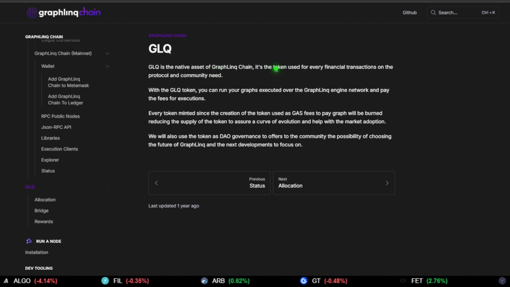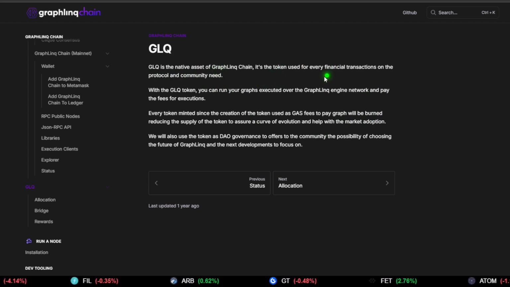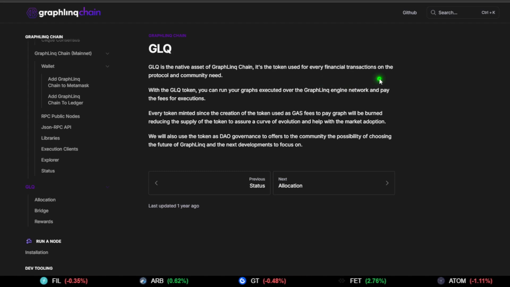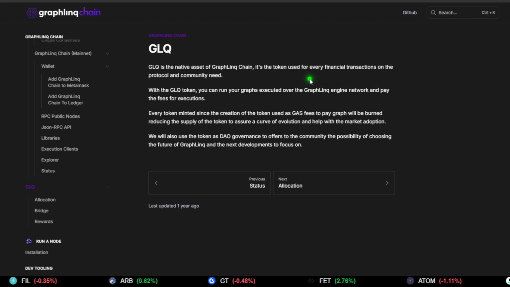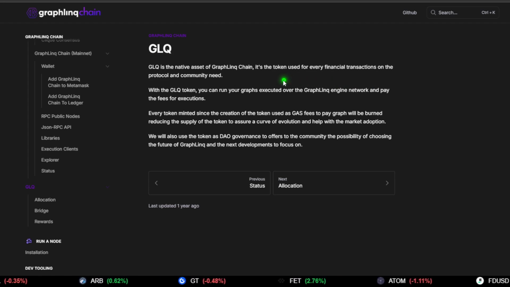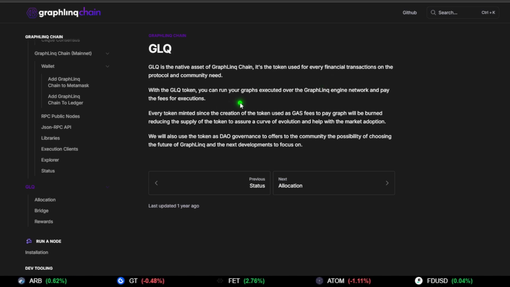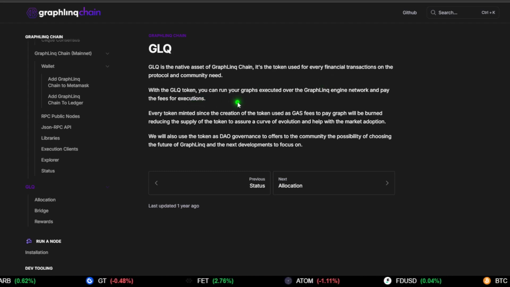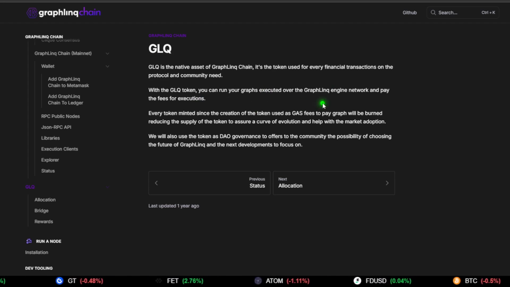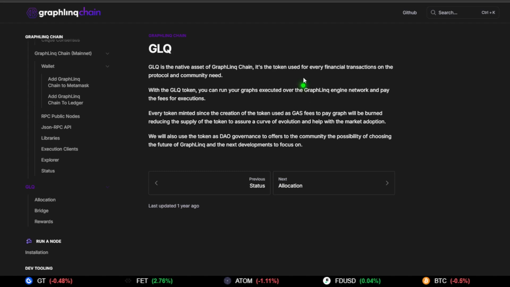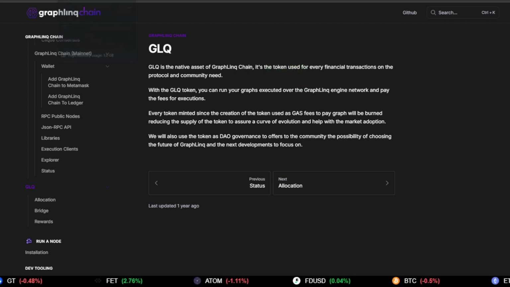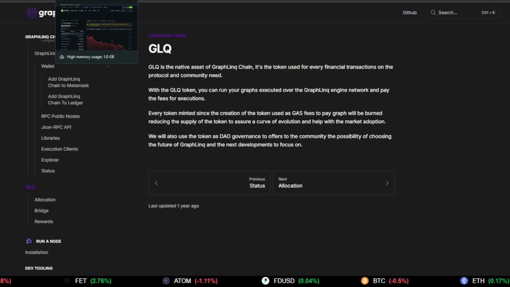GLQ is a native asset for Graphlinq chain. It's the token used for every financial transaction, so it's meant to be used as a gas, as a fee, and that way, it drives the network and all of that. That's a very typical use case for a coin. With the GLQ token, and this is what's kind of confusing, is it a token or is it a coin? If it's an L1, we should be calling it a coin, not a token.